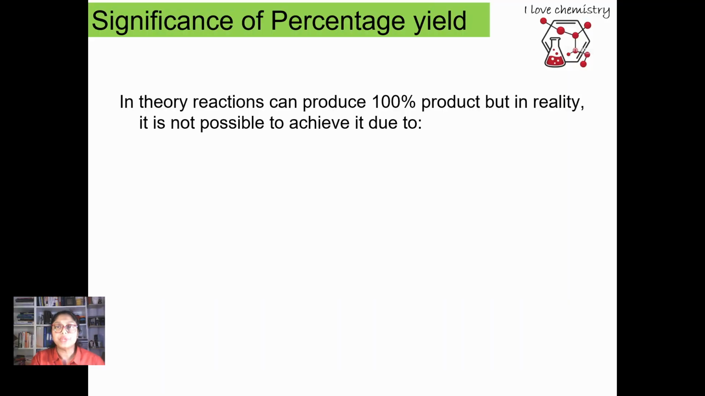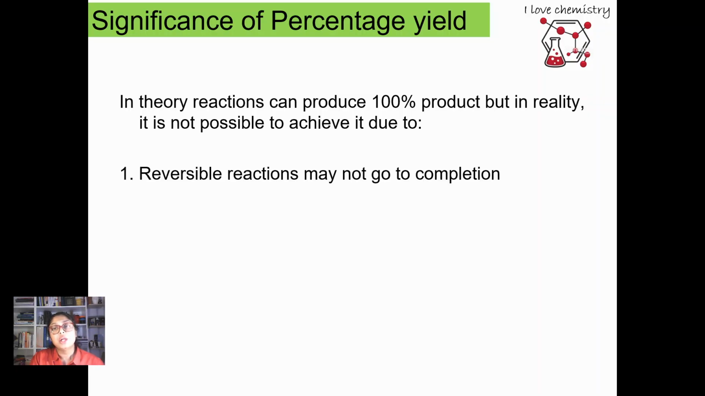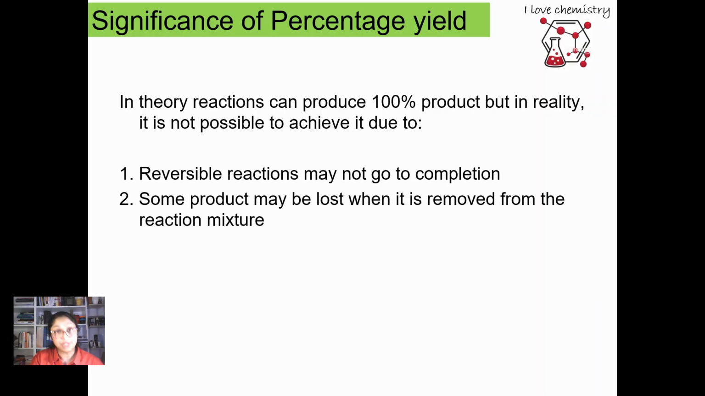Now, in theory, reactions can produce 100% product, but in reality, it is not possible to achieve. You get this question often in your GCSE exam. The product yield is less than 100% because reversible reactions may not go to completion, or some product may be lost when it is removed from the reaction mixture.